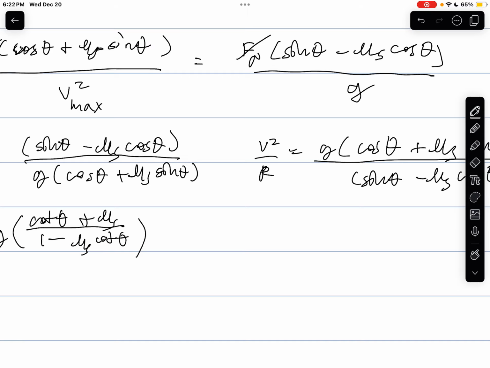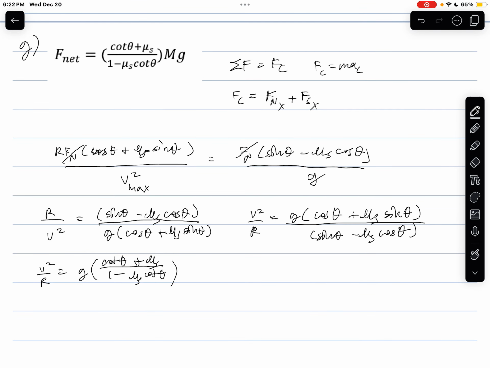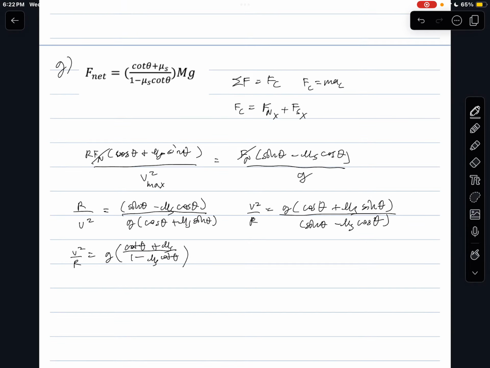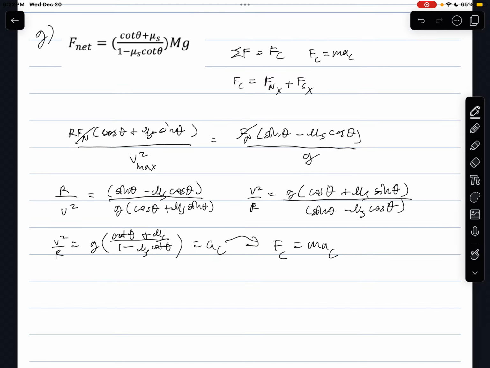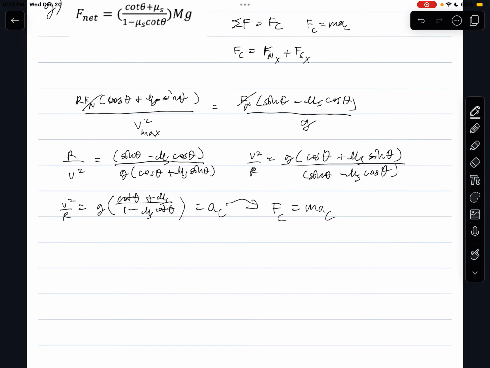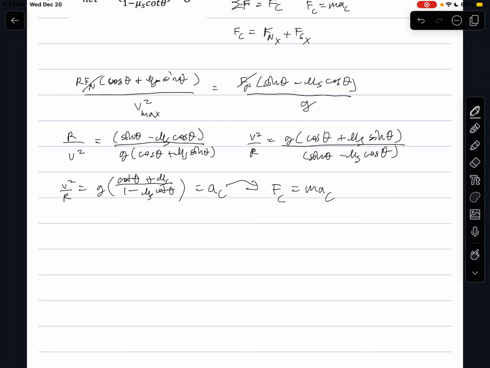Does that look like cotan? Sorry, my handwriting is so bad. So I just got V squared over R equals G times cotan of theta plus mu s over 1 minus mu s cotan of theta. So now that I got this equal to AC, I can plug it back into FC equals MAC.